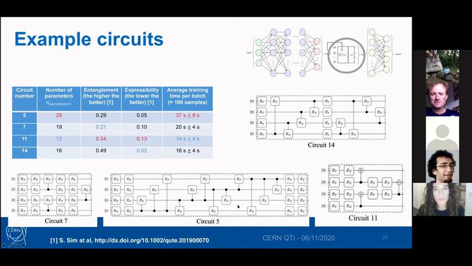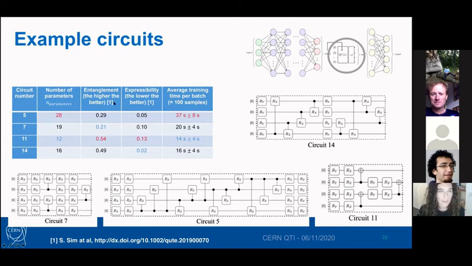Those were studied in the reference mentioned here. This is work from the University of Waterloo, which made some interesting proposals for characterizing the performance of quantum circuits in terms of expressibility and entangling capability. You can see the definitions here, and I also have them in the backup slides if you want.